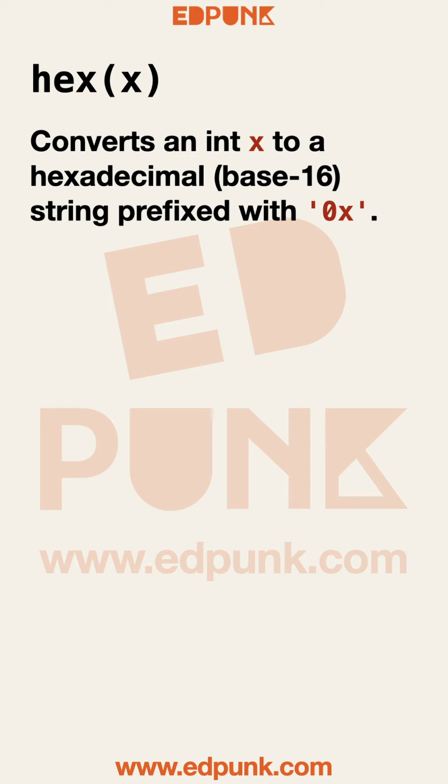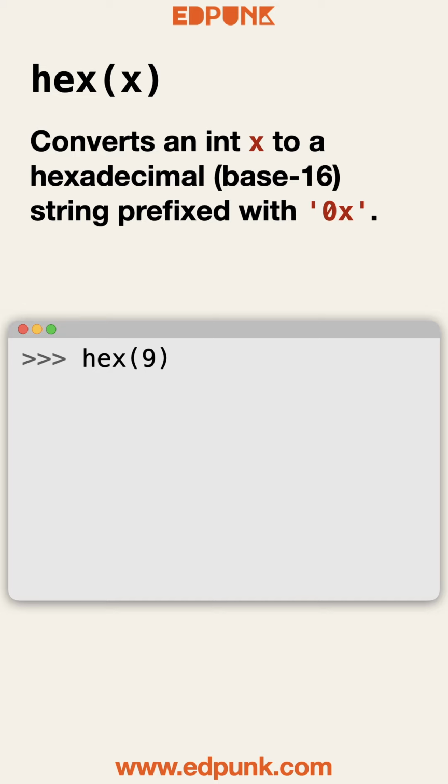Moving on to the next function, the hex function returns the base 16 or hexadecimal representation of an integer as a string starting with characters 0 and lowercase x. For example, hex of 9 returns the string 0x9, which is the hexadecimal representation of the base 10 integer 9. Hex of 0b1001 returns the string 0x9, which is the hexadecimal representation of 9 provided as a binary number.